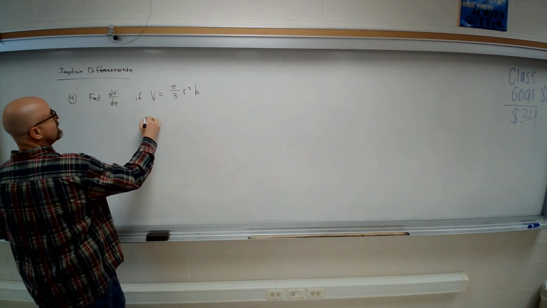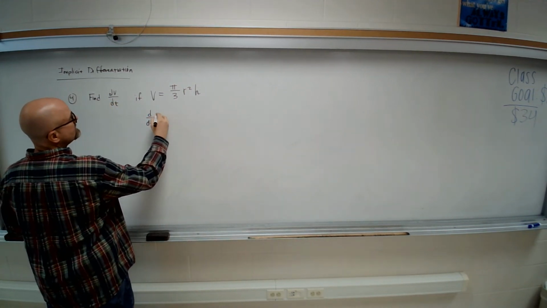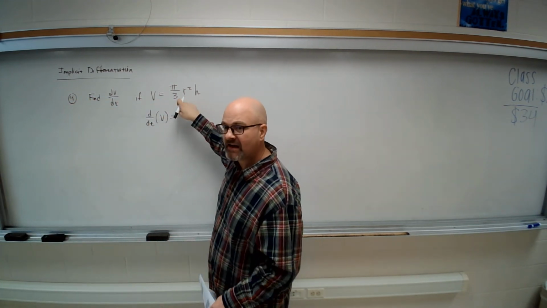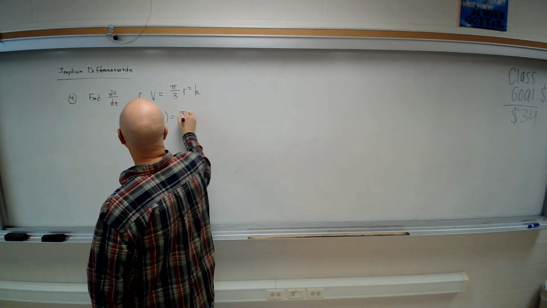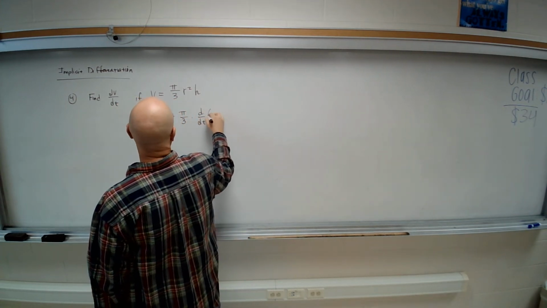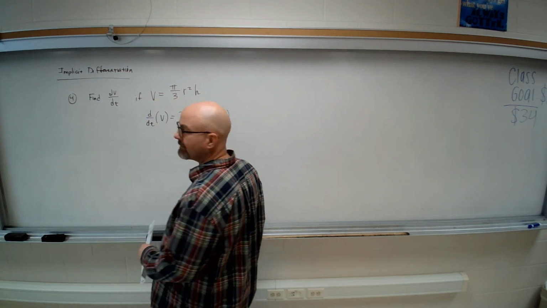So for this one, we'll take the derivative with respect to t of both sides. Now, pi over 3 is a constant, so I'm going to just go ahead and set it out in front now, but I could have done it later. It doesn't matter.